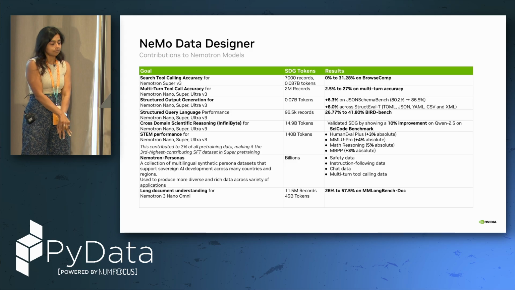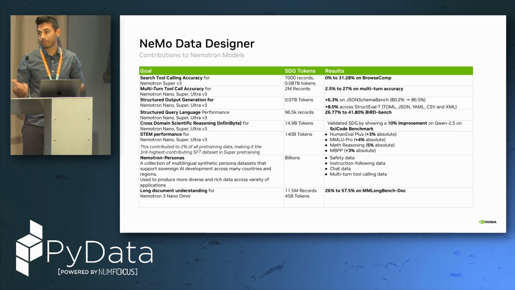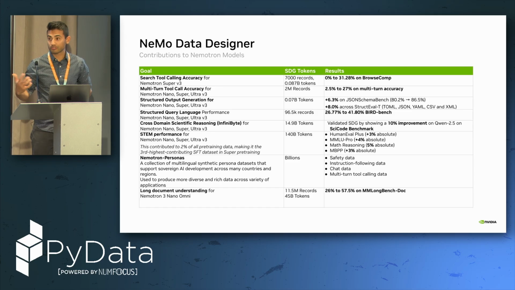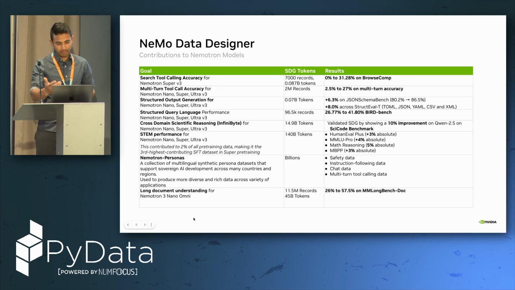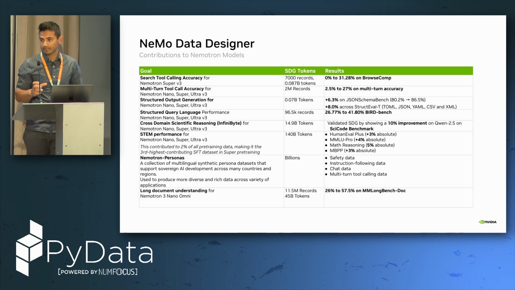Yeah, and it's quite scalable too. So you can go from generating 10 records to 10 million records. The framework supports that. And two benchmarks I'd call out here: the first is search tool calling accuracy, where it literally went from 0% accuracy to 31.28%, which is already low, but if you compare that with other open source models in the same family, it's pretty close to that.